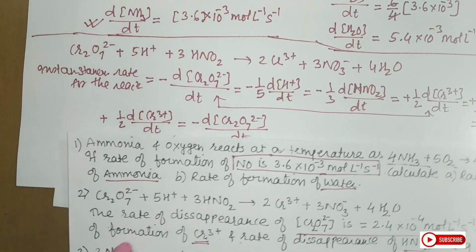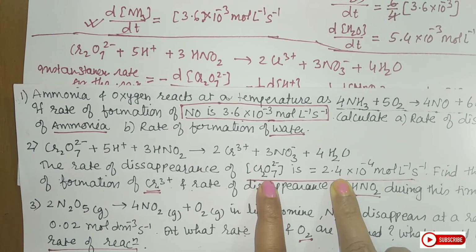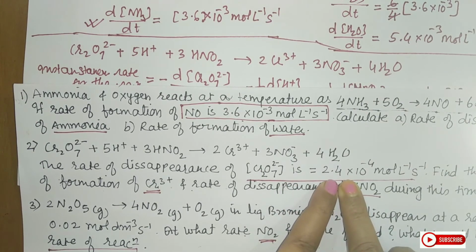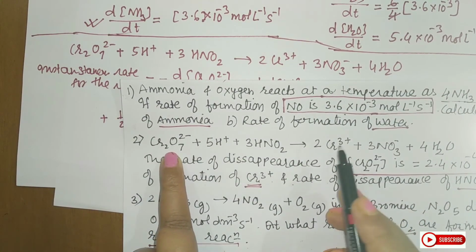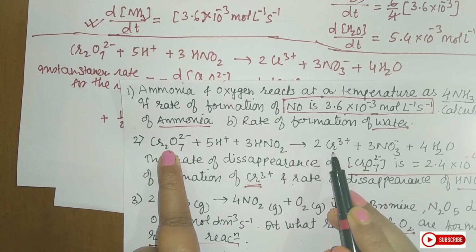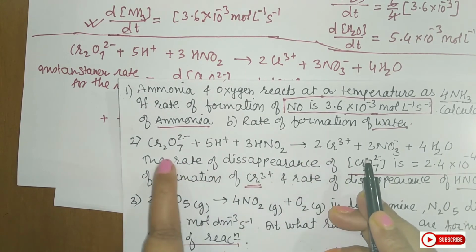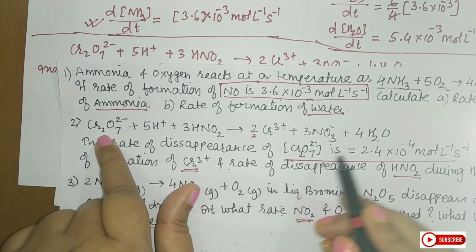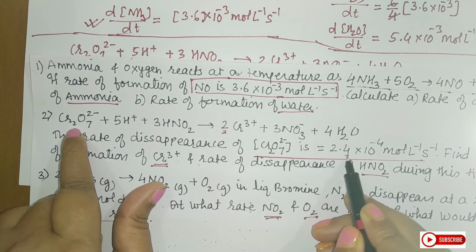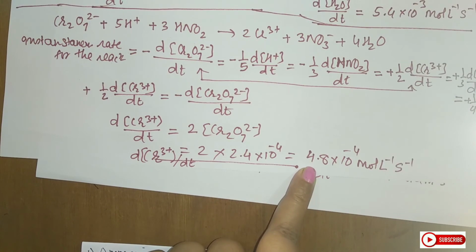Let us see the second one. Here they have given the concentration of dichromate ion, 2.4 into 10 raised to minus 4. They are asking you for the chromium ion. Now, if I see dichromate and chromium, chromium is double that of this because it is 2 moles here. So for chromium, your answer must be 4.8 into 10 raised to minus 4.